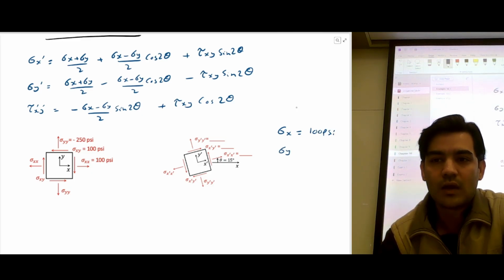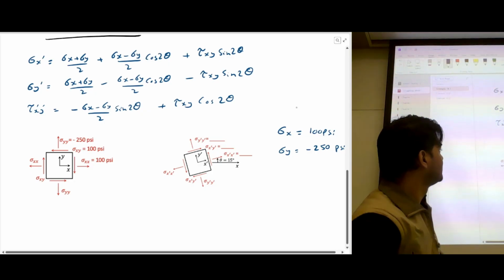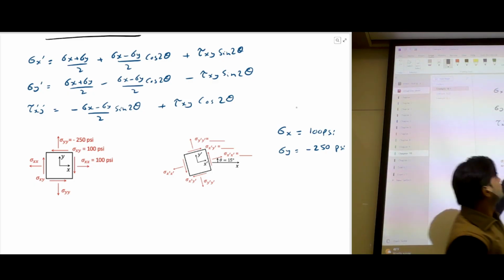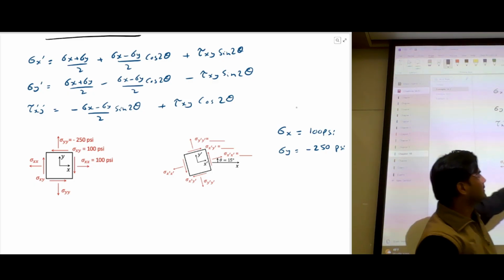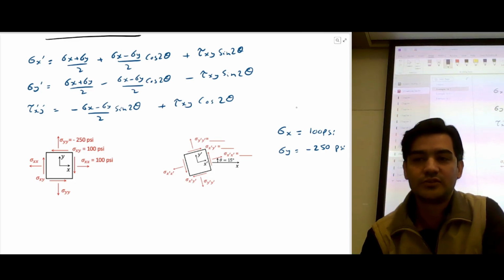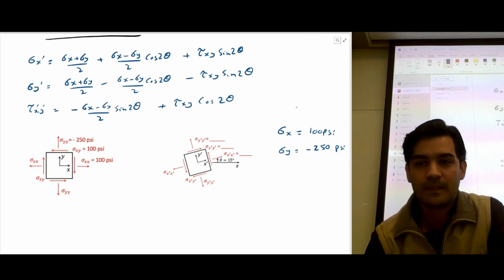Our stress Y in this case is negative 250 psi. Negative would mean it's a compressive force. It is shown here as a tensile force, but with a negative sign. Basically, it's a compressive force, but I will just put the negative sign in the figure to show that it's a compressive force.